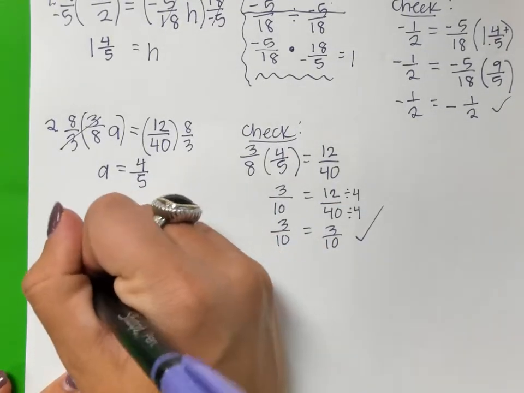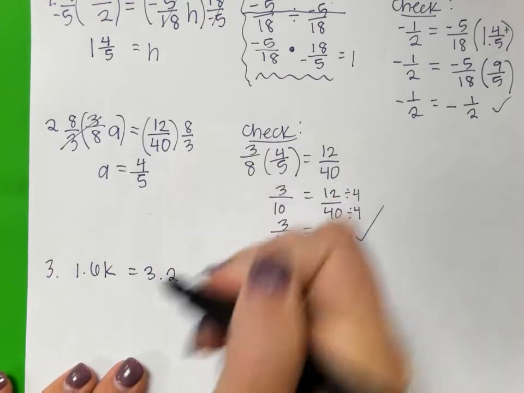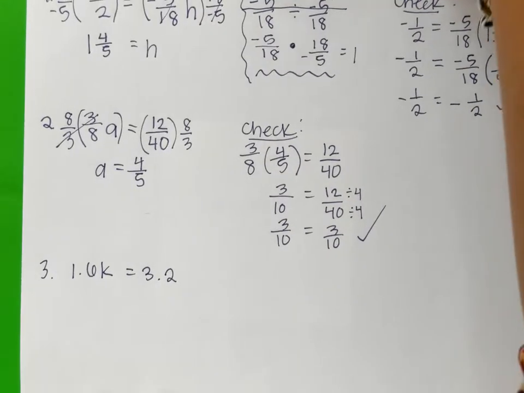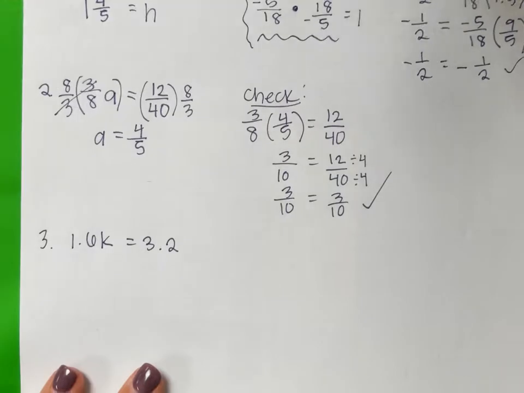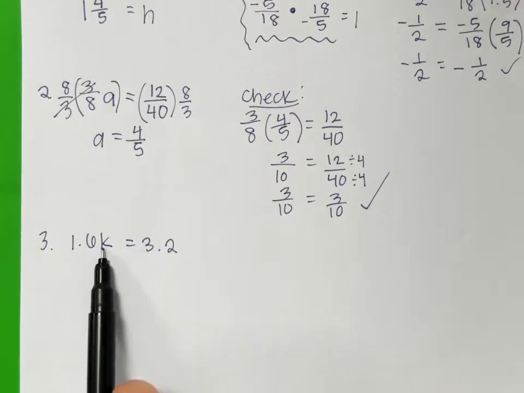What if I have decimals? So say I have 1.6k, which is equal to 3.2. I'm still solving for k. So what does 1.6k mean? 1.6 times k. So if I'm solving for k, I have to use my inverse operation. So what does that mean?